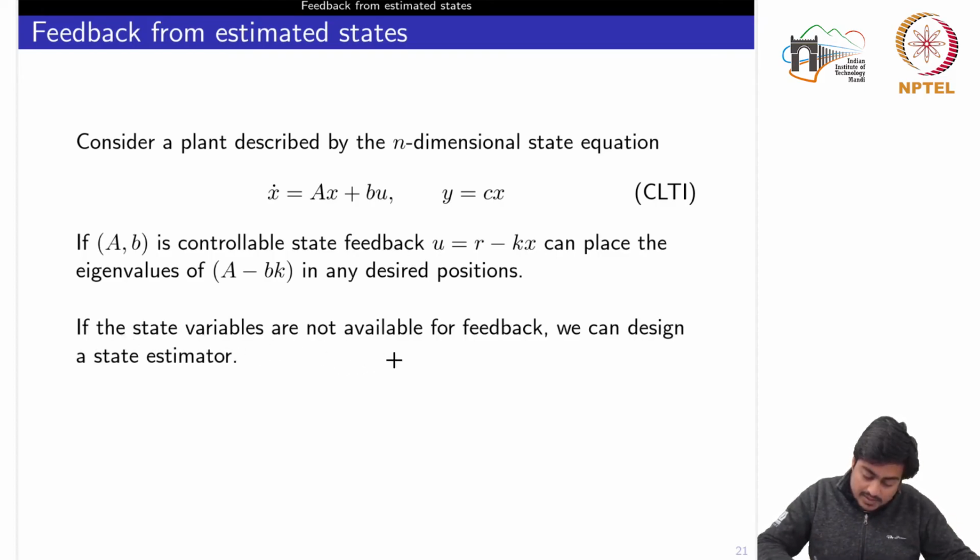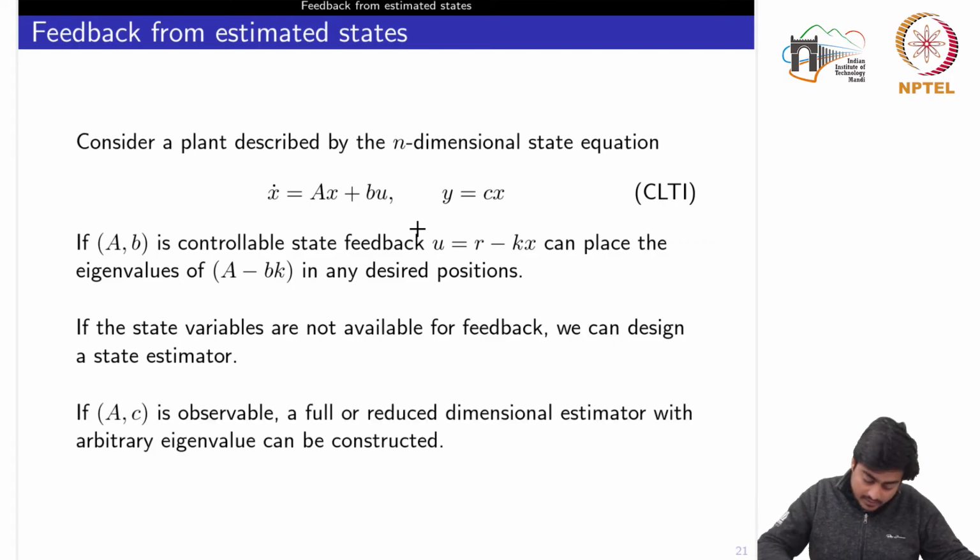Okay, so if the state variables are not available for feedback, we can design a state estimator to estimate this x hat. For this design of the state estimator, we need to ensure that the pair (A, C) is observable. So we can design either a full dimensional estimator or a reduced dimensional estimator with arbitrary eigenvalues. Now if this pair is detectable, we cannot place the eigenvalues arbitrarily, but still we can ensure the asymptotic stability of the error dynamics.